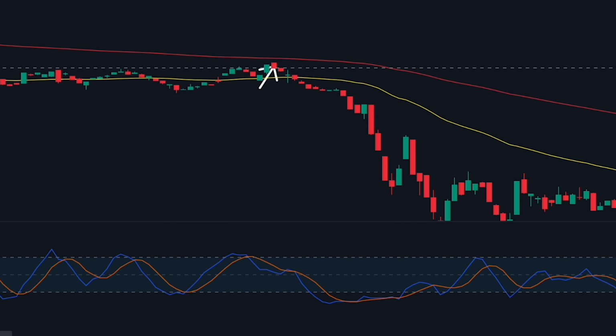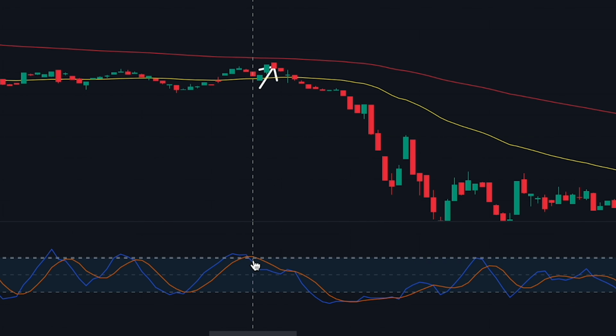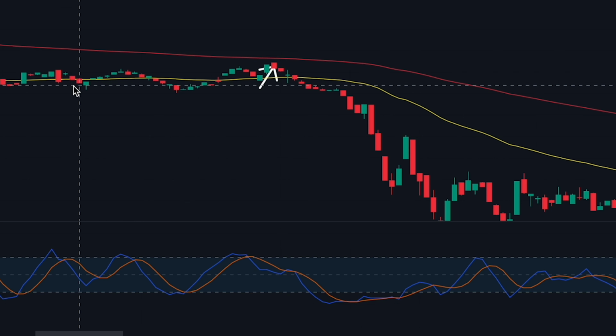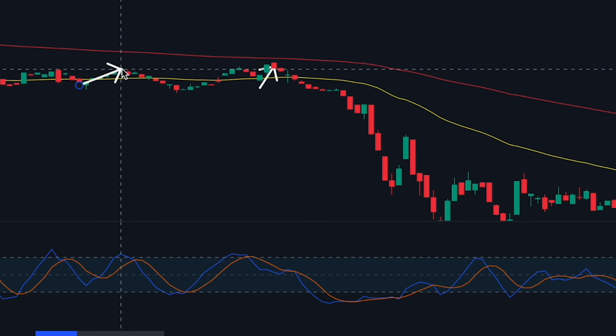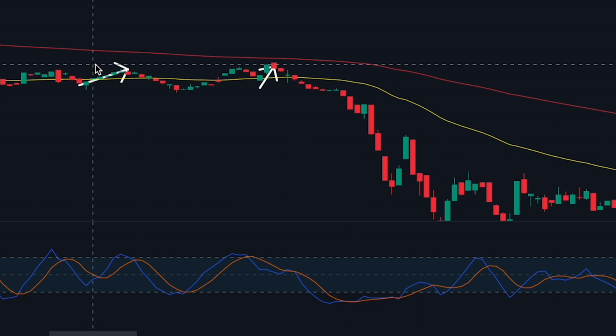The orange line must cross above the blue line when the stochastic indicator is overbought, but the signal will still be valid if it occurs relatively near to the overbought area. Third, the stochastic indicator must become overbought. This cross in the overbought region suggests that a bearish pattern may start in the market.